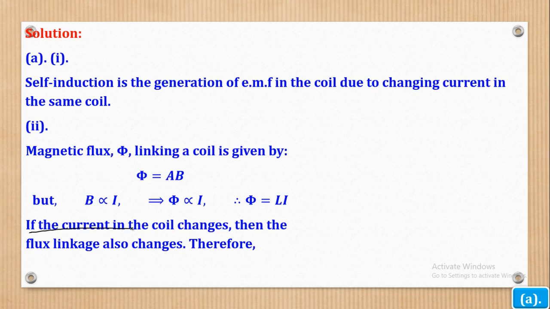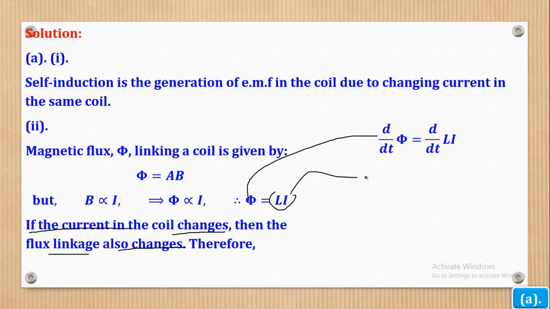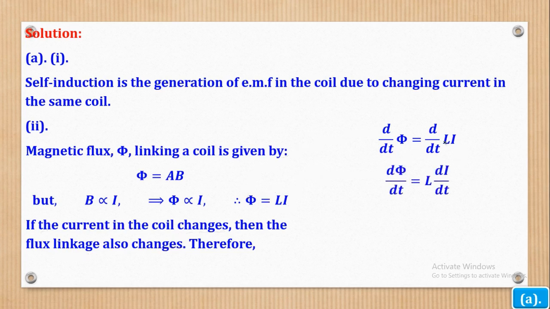So if the current in the coil changes, then the flux linkage also changes. So what does that imply? It implies that d phi dt is equal to L di dt. Remember, when this one changes, even this one will also change. But remember, this L is a constant, so it can be pulled out to come up with L di dt.